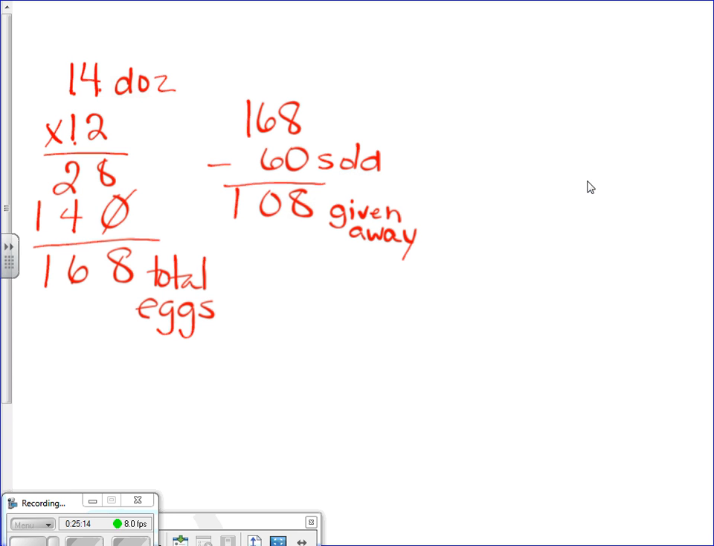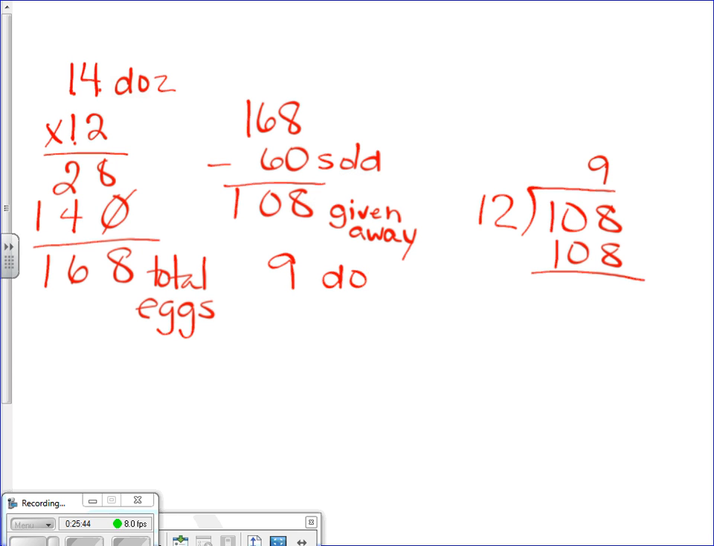So, what do you need to do to figure out how many dozens he gave away? 108 divided by 12 is 9. So 9 dozens given away. So that was 108 eggs given away, 9 dozen given away. So those are the answers to A right there. I did 9 dozen or 108.